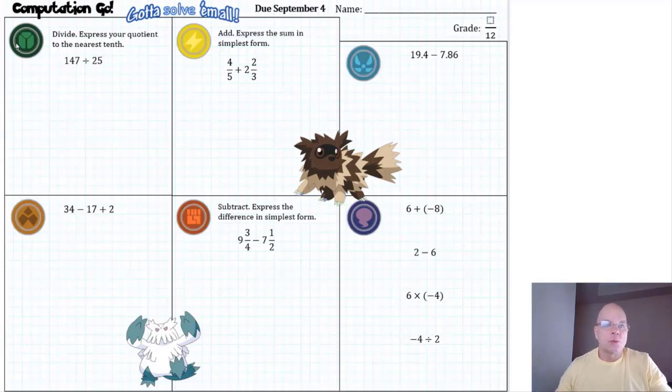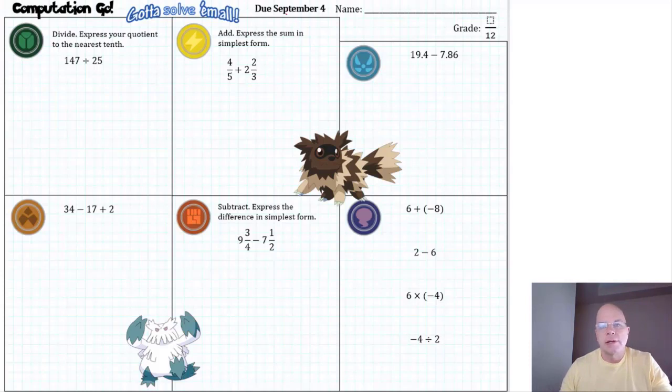Today you received your first weekly computation assignment. You can see that it's due next Wednesday, September 4th. The day before that, next Tuesday, I'll explain to you how you grade it, score it on your own. But for right now, just work on completing this exercise.